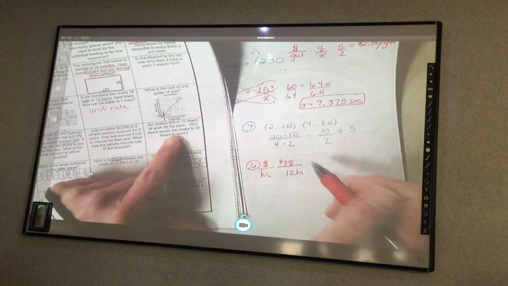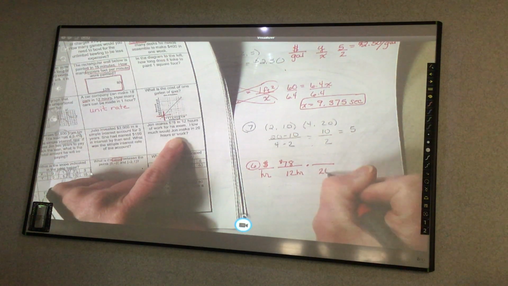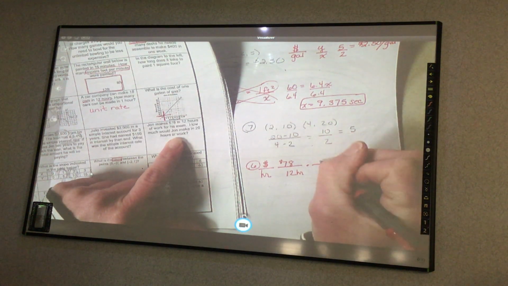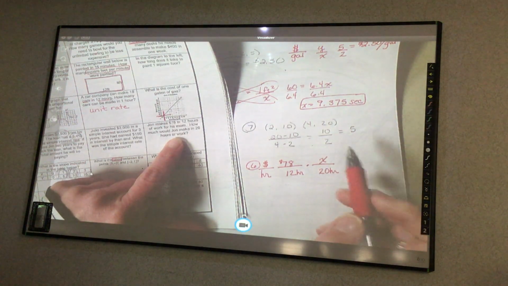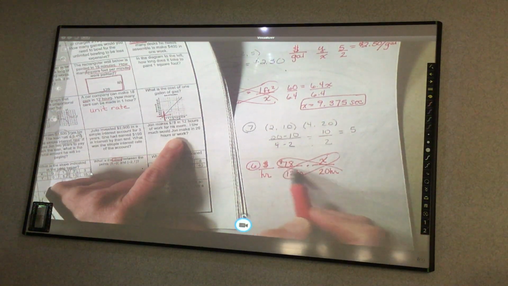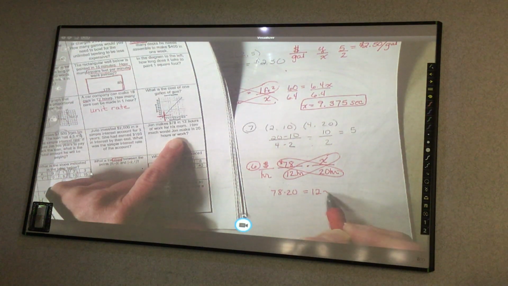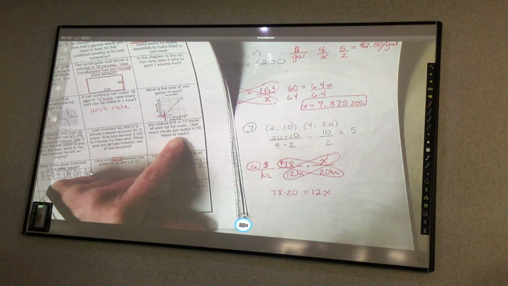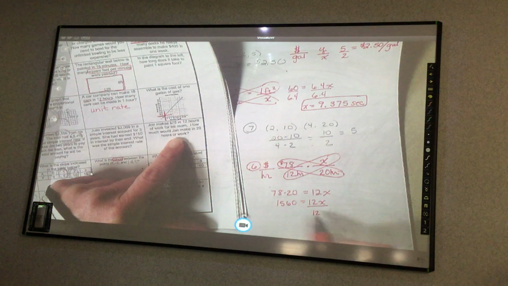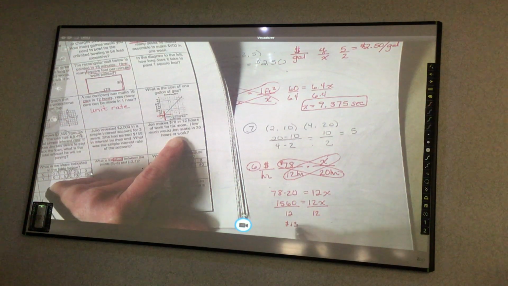Now it says how much would John make in 20 hours? So my 20 is also with my hours, and my x is here. How do I solve? Cross multiplication. So 78 times 20 equals 12 times x. 78 times 20 is 1,560 equals 12x. To get x alone, I divide by 12, and I put that into my calculator, and I get 130 equals x.